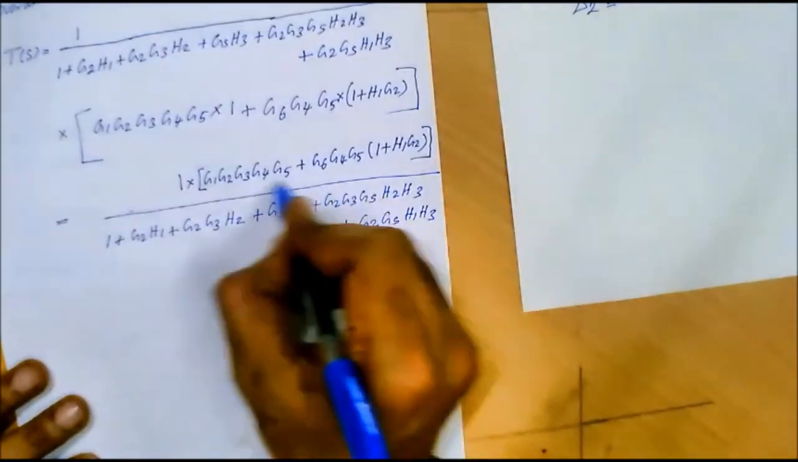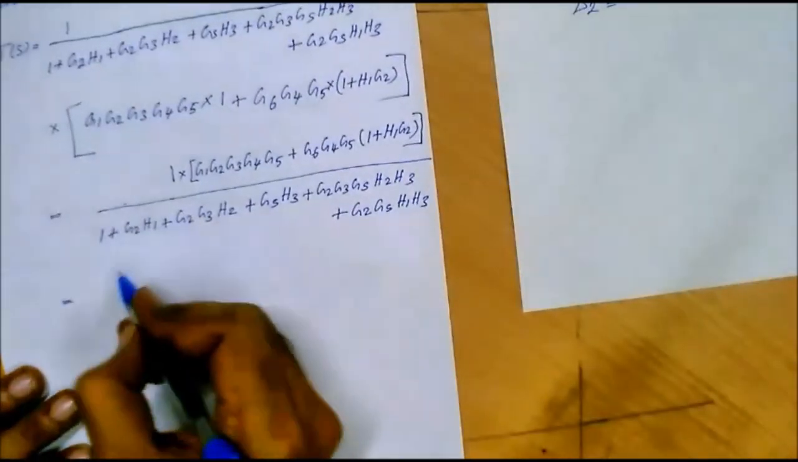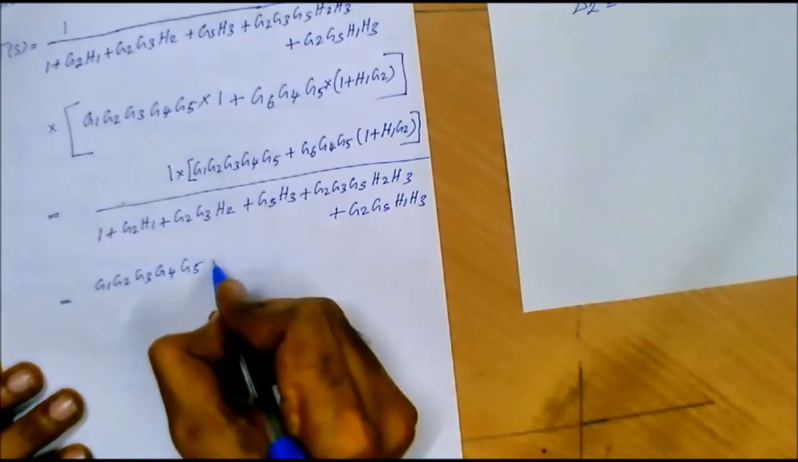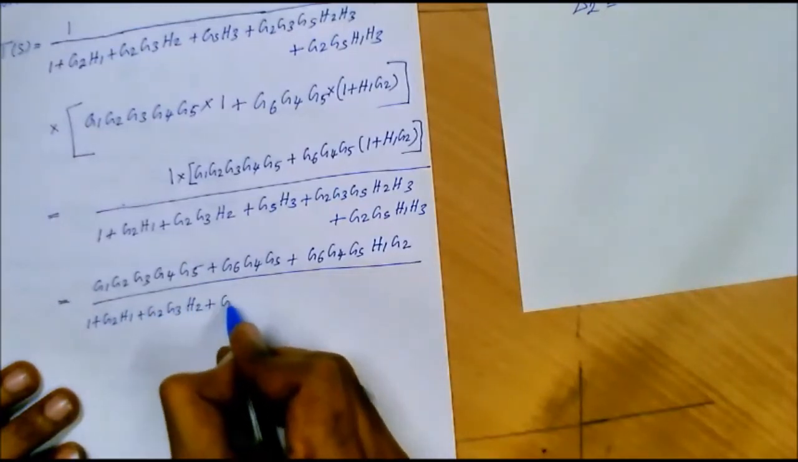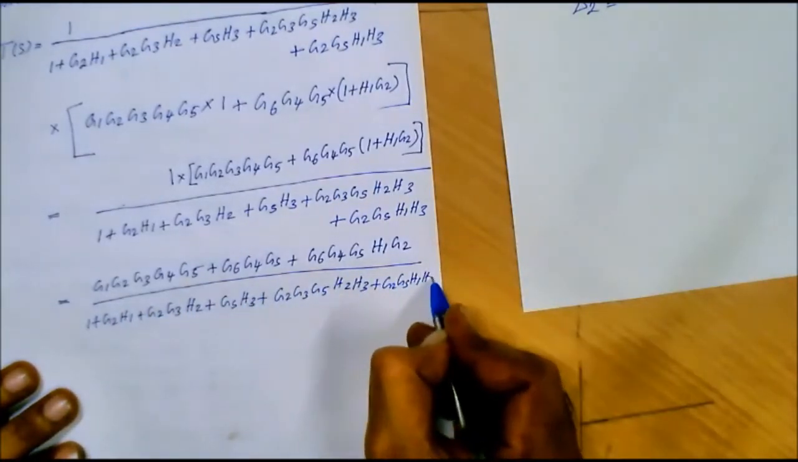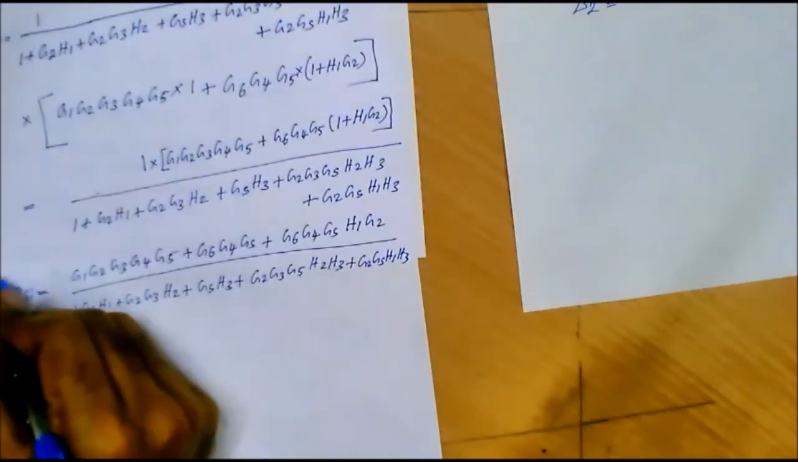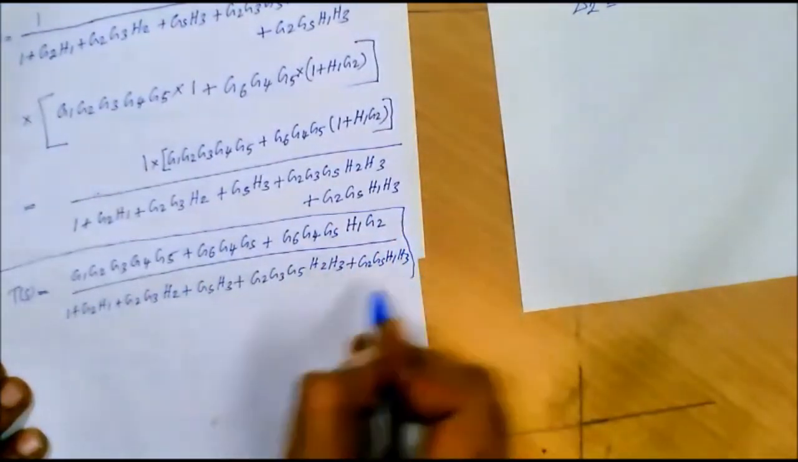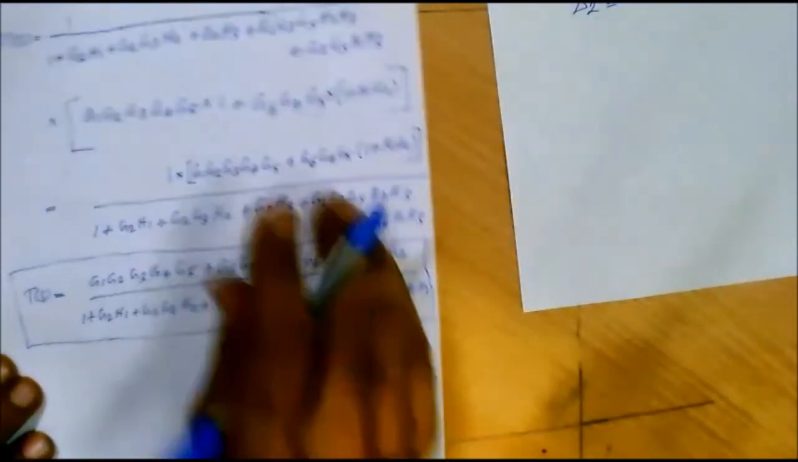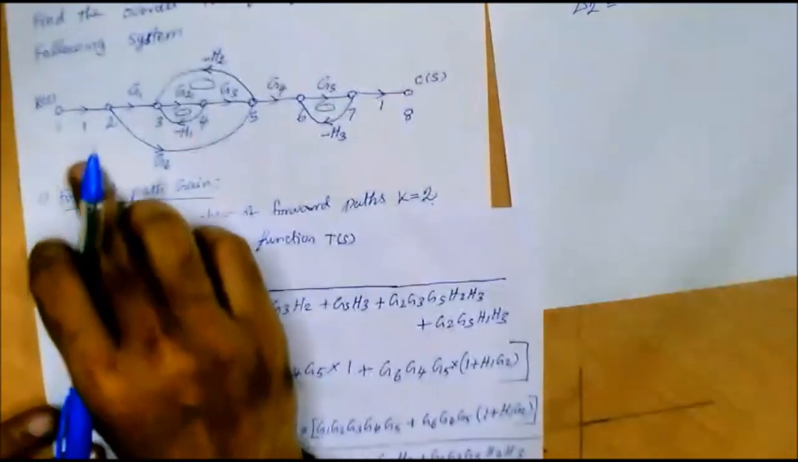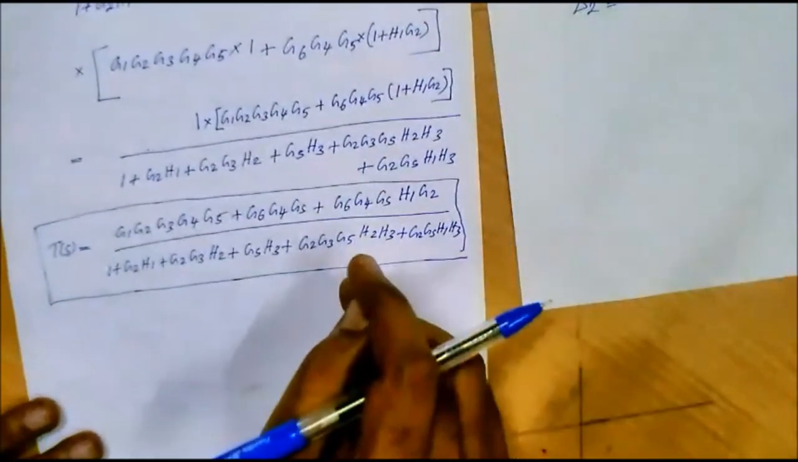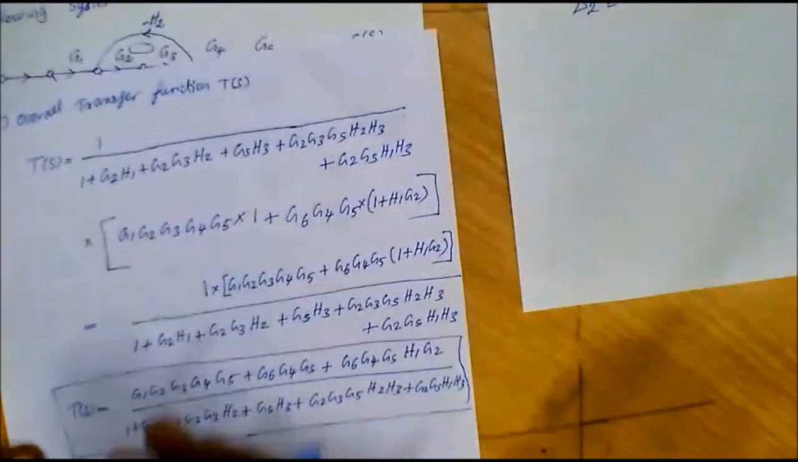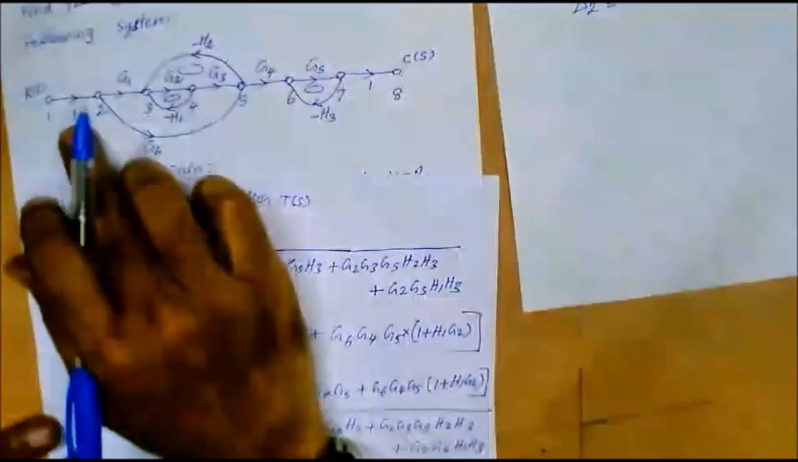So if we multiply this value inside, we will be getting the overall transfer function of the system. So for this signal flow graph, this is the overall transfer function of the given system. So by applying Mason's gain formula, we can find the overall gain of any given signal flow graph.